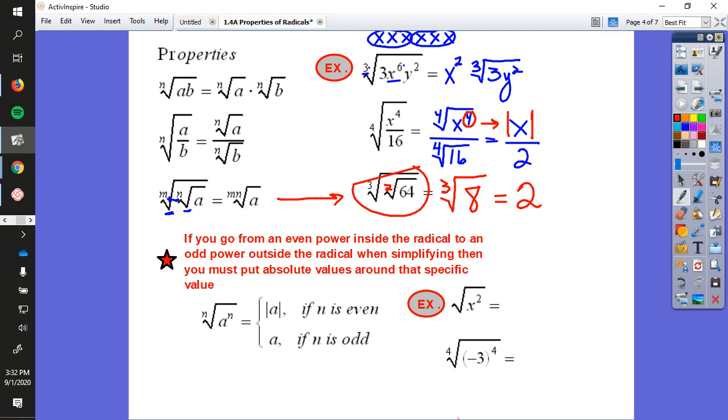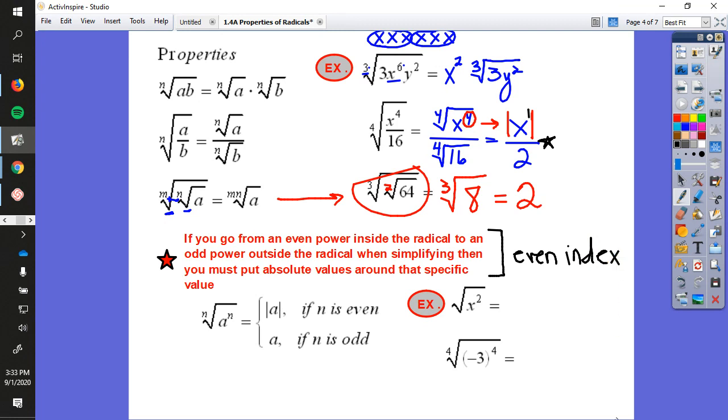So let me go back and talk to you a little bit more about this one right here with the absolute values. If you go from an even power inside the radical, like a 4, a 2, a 6, an 8, any even exponent, to an odd exponent outside, so you simplify it, and now your result outside the radical becomes odd. Your exponent becomes odd. If that's the case, and it only goes with even indices. So this whole statement is only when we're dealing with an even index. Remember I said you got to be very careful with those.